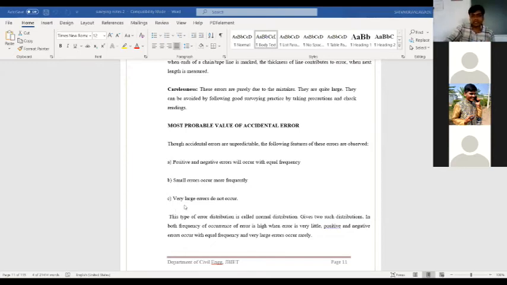And the last one is that very large errors do not occur. Do you agree with this point? Because if you have a large area, we cannot measure it at a time, right? We measure part by part. By measuring part by part, there will be small errors which occur, so there won't be large errors.